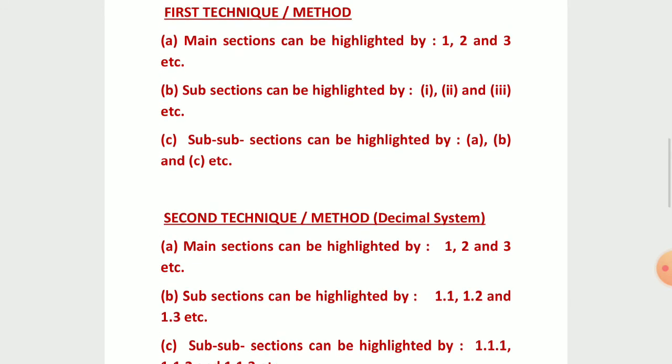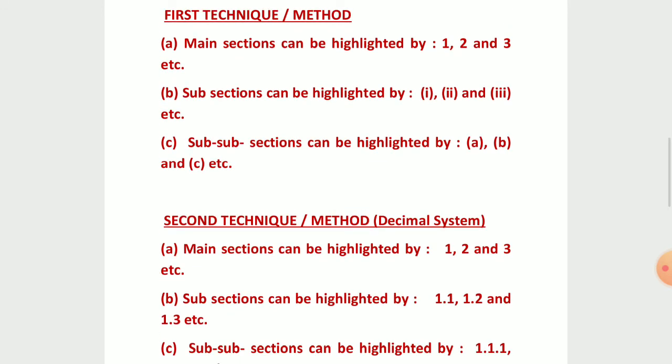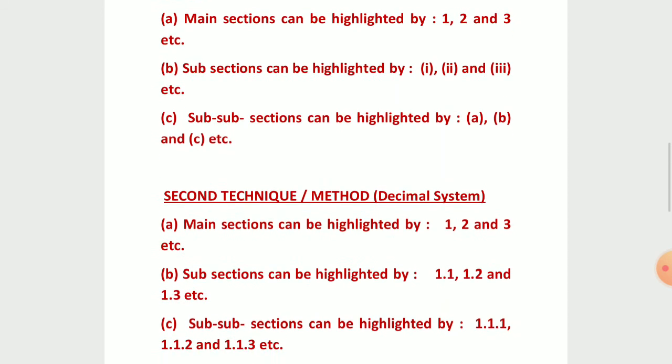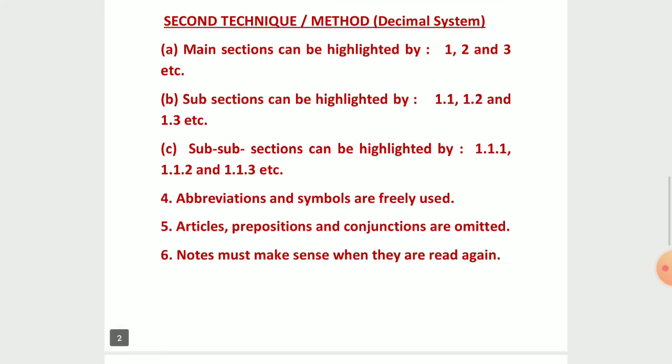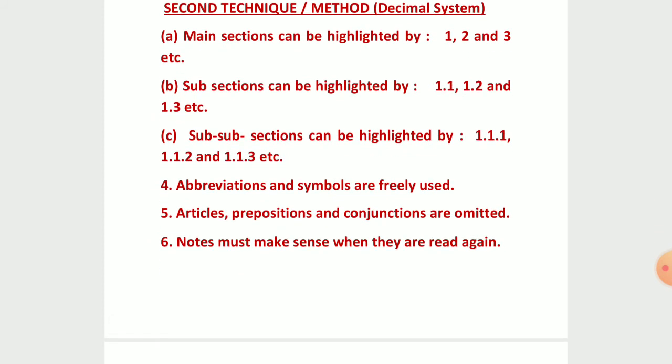In the first technique, the sub points or the subsections are highlighted by alphabetical A, B and C. Now if I scroll down, as you can see here, the subsections can be highlighted by 1.1.1, 1.1.2 and 1.1.3. Okay. So this is the difference between the general technique and the decimal system.